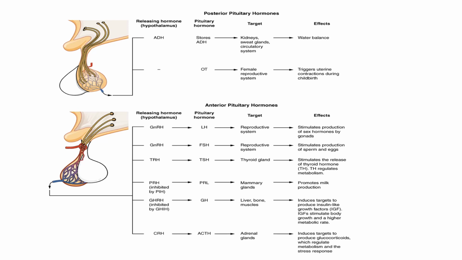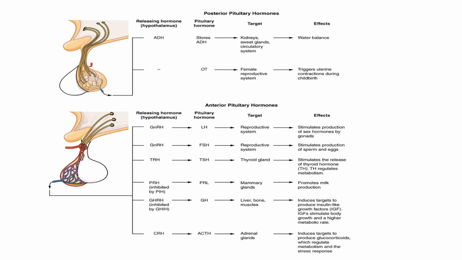So let's dive a little deeper into the anterior pituitary hormones. Let's look at the gonadotropin releasing hormone, released by the hypothalamus, and it produces the luteinizing hormone, which affects the reproductive system, and it stimulates production of sex hormones by the gonads. Again, let's look at the gonadotropin releasing hormone. Target, follicle stimulating hormone. Target is the reproductive system, and it stimulates production of sperm and eggs.